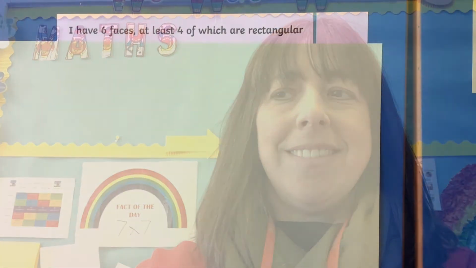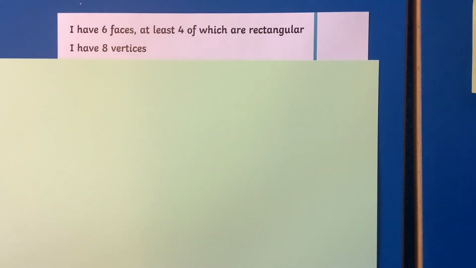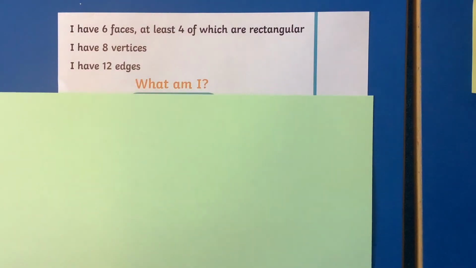Hi, Year 4. We're going to play a little game together where I'm going to reveal some clues and you need to guess what 3D shape I am talking about. Okay, shape number 1. I have 6 faces, at least 4 of which are rectangular. I have 8 vertices. I have 12 edges. What am I?